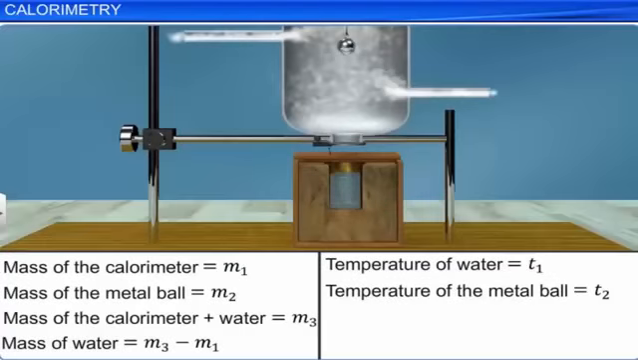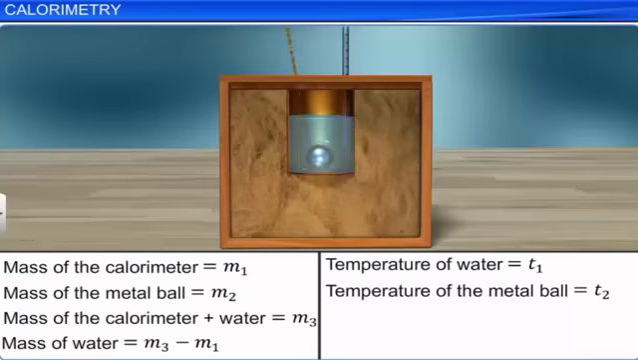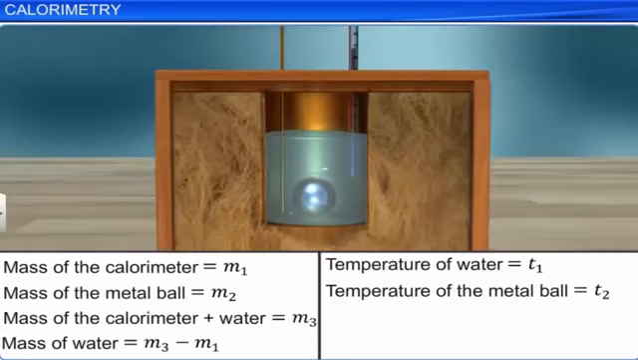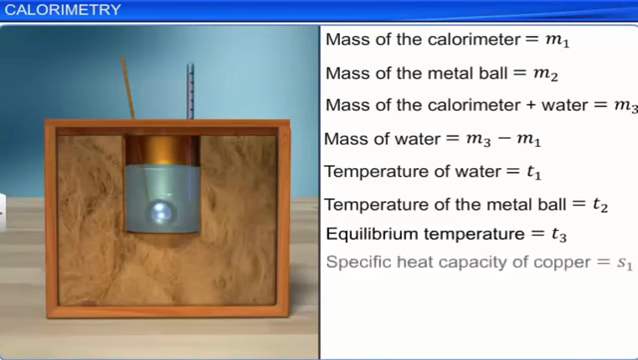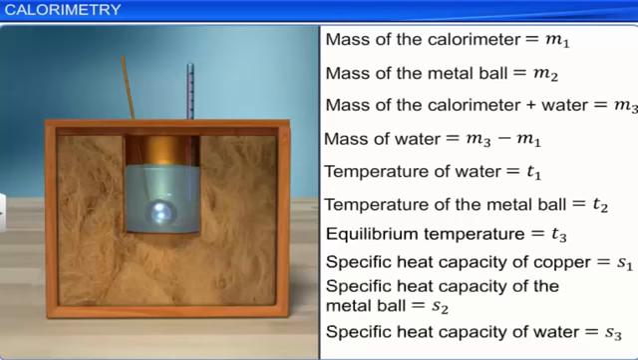Now bring the calorimeter below the sliding base of the steam chamber and slide open the base of the chamber. Drop the metal ball into the water in the calorimeter and stir the mixture for some time. Then note the equilibrium temperature T3. Let the specific heat capacity of the copper, metal ball and water be S1, S2 and S3 respectively.